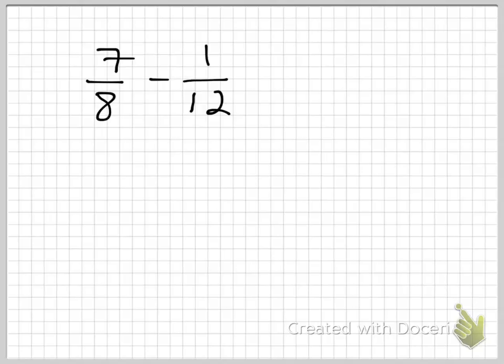Can I add them the way they are? No, because they don't have a common denominator. Agreed? Okay. In order to add or subtract fractions, I have to have a common denominator. I don't. So there are two ways I can do this. I can find the least common multiple right now. By finding the least common multiple right now, I will not have to reduce as much later.